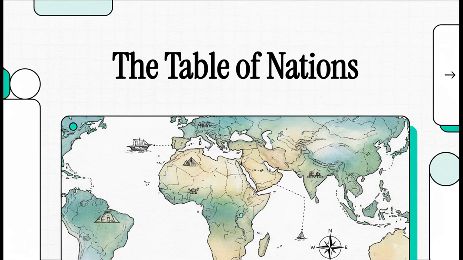So what if I told you that one of the oldest texts in the world, Genesis chapter 10, isn't just a long, boring list of strange-sounding names? What if it's actually something way more interesting, like a map, an ancient attempt to chart the entire known world and explain how every single person fits into the picture?